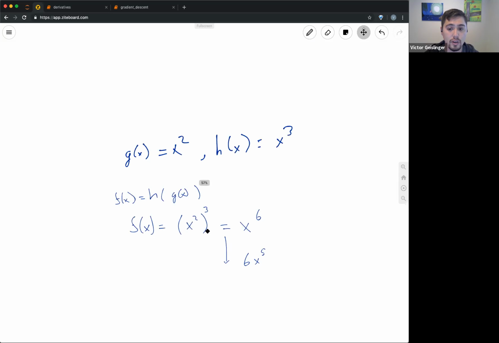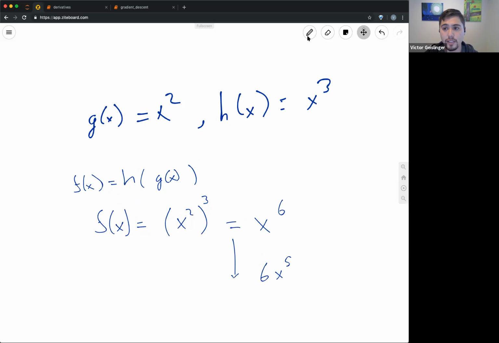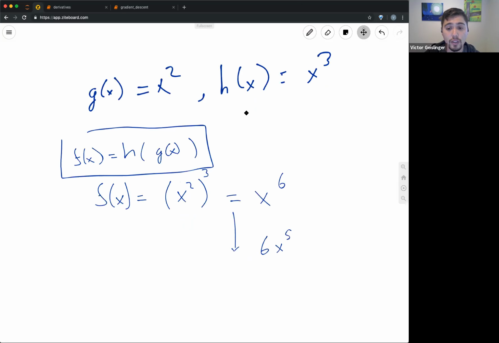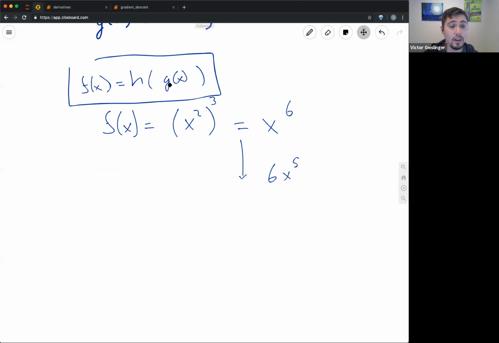So if I can write my function like a function of a function, I can use something called the chain rule. The chain rule basically says that if you have a function of a function like this, you can take the derivative in a special way.